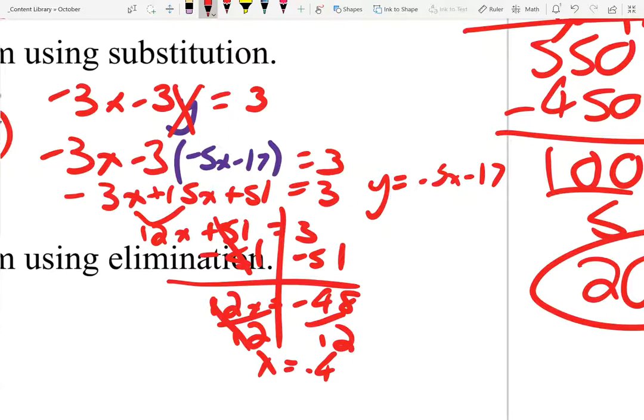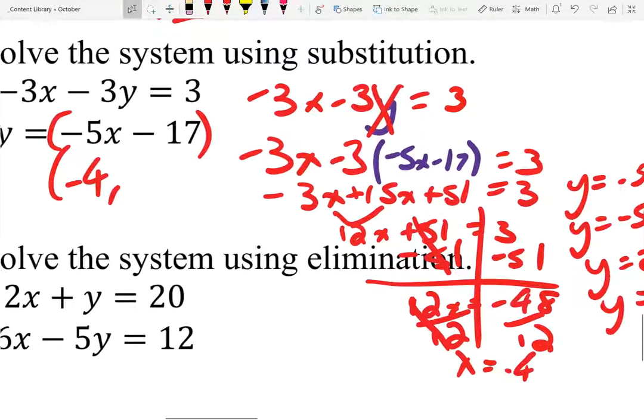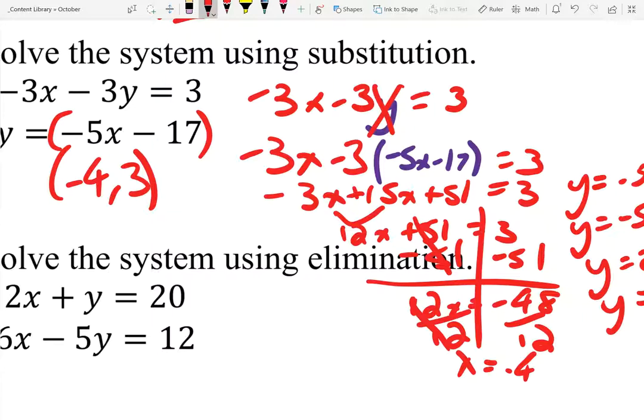But remember, I'm taking out x. I'm plugging in negative 4. So this becomes y equals 20 minus 17, which is 3. So y is equal to 3. So there's your final answer, the point negative 4, 3.